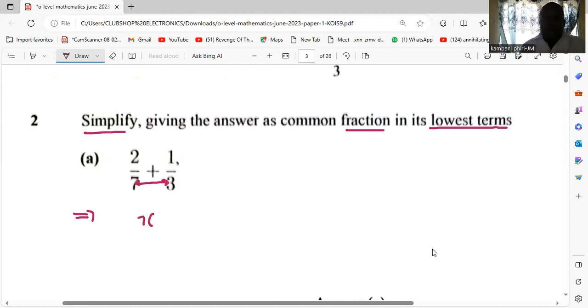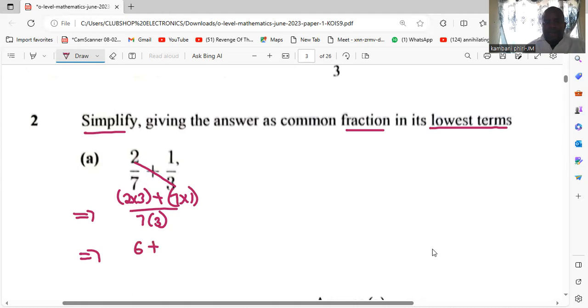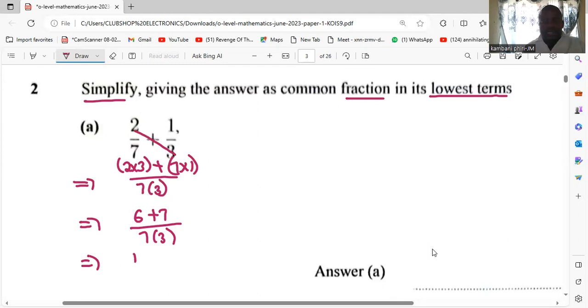You can multiply 7 times 3, meaning that the product in the denominator is 21. After doing that, you multiply 2 by 3, plus 7 times 1. What does this give us? It gives us 6 plus 7 divided by 7 times 3. This will give us 13 divided by 21. And we cannot simplify this further, so that is our answer.